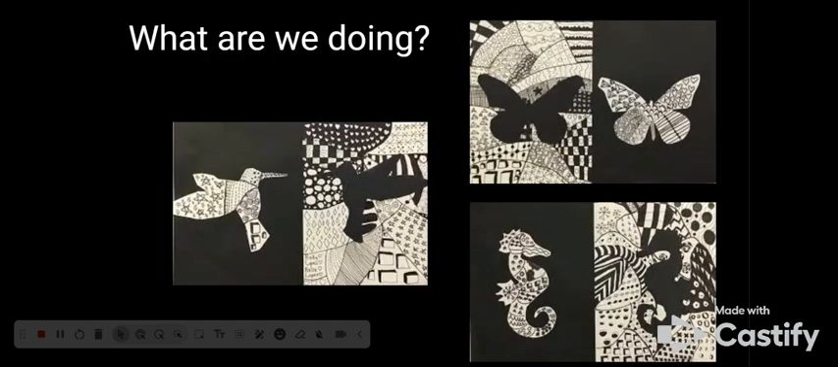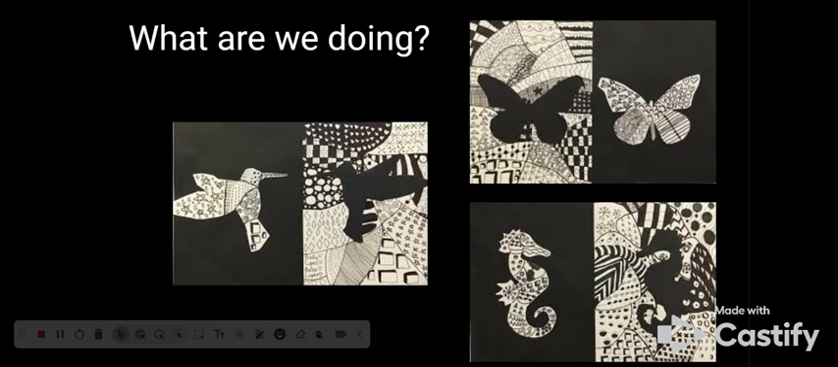You'll be creating a Zentangle on your white paper, which you could call your positive space, and then using the black paper to represent your negative space. So you can have symmetry here where your animal of choice is reflected over that center line. So you'll choose one animal.